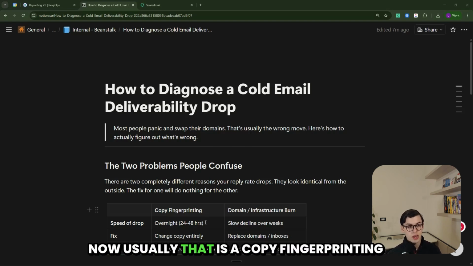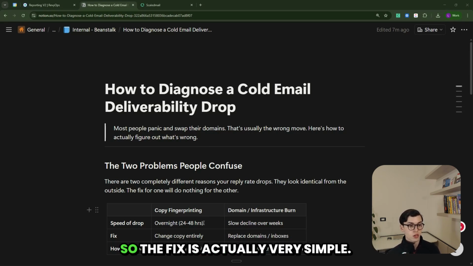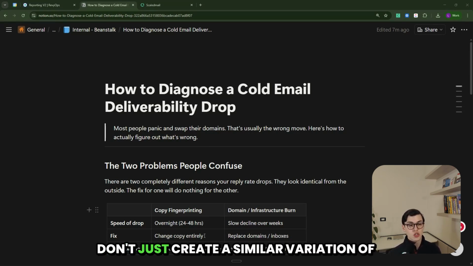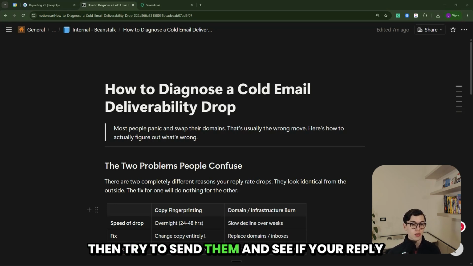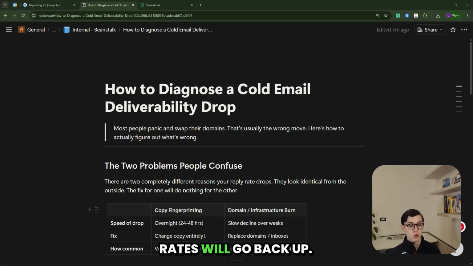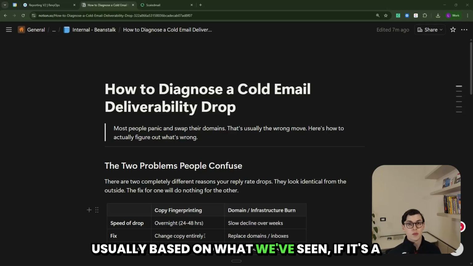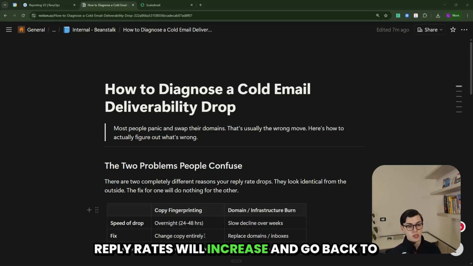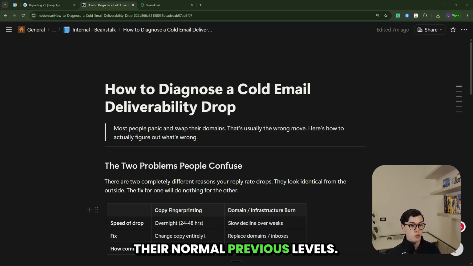Usually that is a copy fingerprinting problem based on what we've seen for our clients. The fix is actually very simple. You want to change your copy pretty much entirely. Don't just create a similar variation of that copy. Create a completely different email and then send that and see if your reply rates will go back up. Usually, based on what we've seen, if it's a copy fingerprinting problem, you really just need to change your copy and then your reply rates will go back to their normal previous levels.